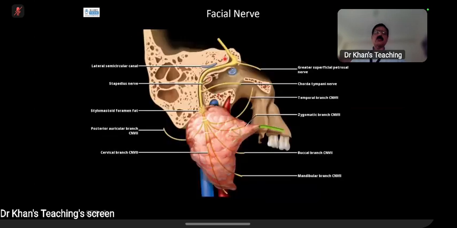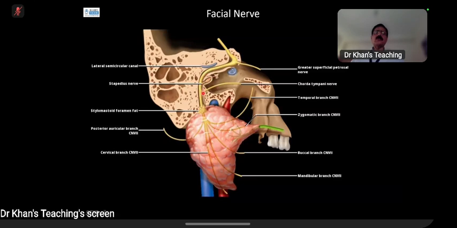So this diagram tells you the same thing once again. This is within the CP angle cistern. This is the labyrinthine portion. This is the geniculate ganglion. This is the tympanic portion. This is the mastoid portion. This is the stylomastoid foramen. Next to it is the parotid gland, and here it divides into its terminal branches.